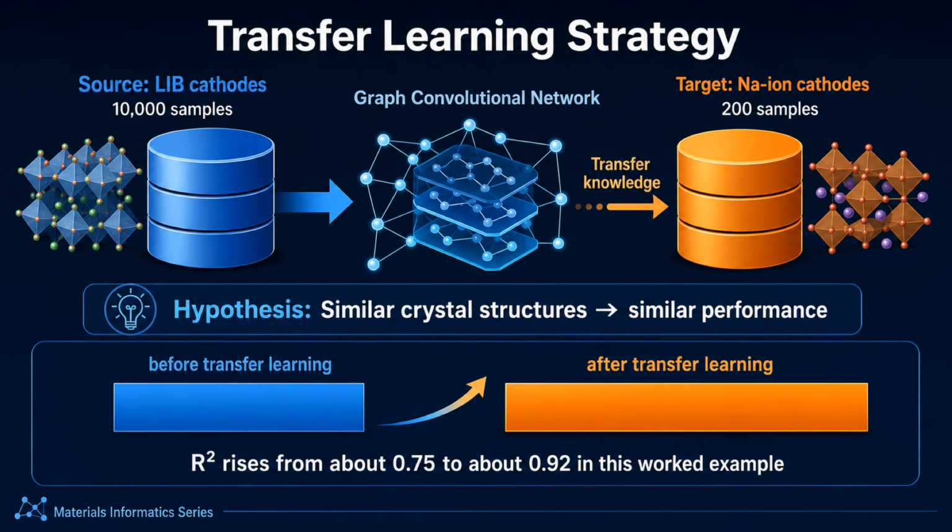We pre-train models on the large database of lithium-ion cathode materials, learning general relationships between structure and performance. Then, we fine-tune on the small dataset of sodium-ion materials. The hypothesis is that materials with similar crystal structure types show similar behavior regardless of the mobile ion. Graph convolutional networks capture this structural similarity. Accuracy improves significantly after transfer learning.